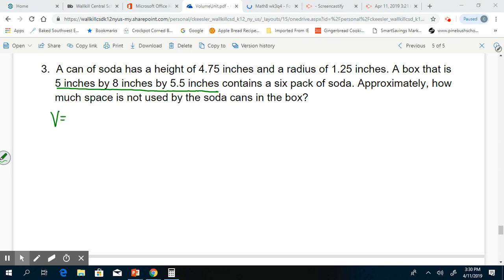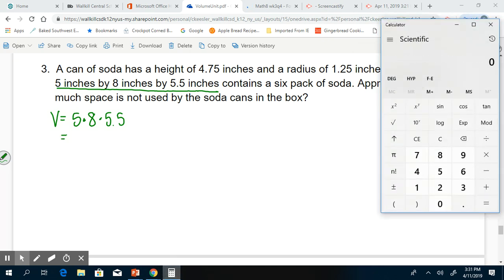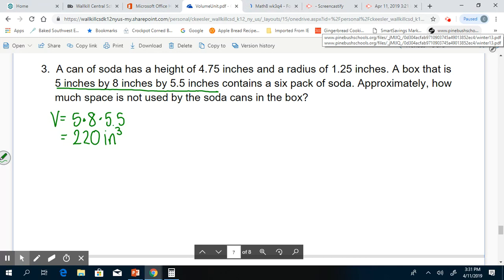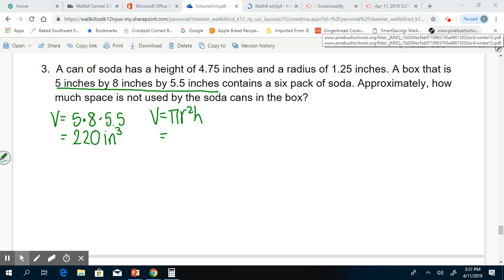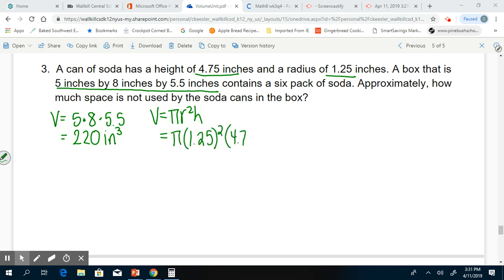So that's going to be volume equals 5 times 8 times 5.5, which equals 220 inches cubed. Then we're going to look at our soda can, which is a cylinder, so its volume is pi r squared h. So that is a height of 4.75 and a radius of 1 1/4. So pi times 1 1/4 squared times 4.75.